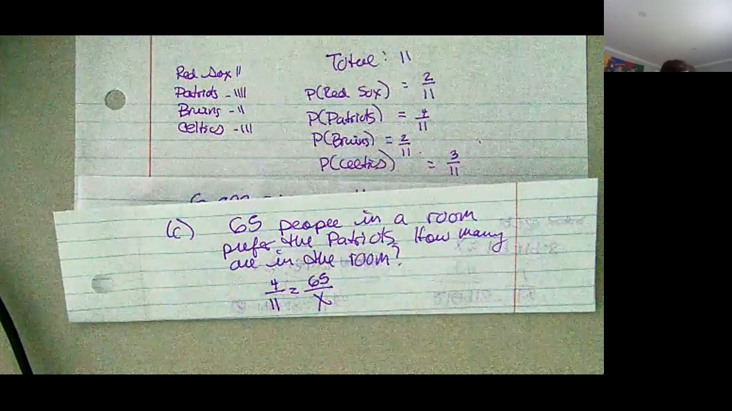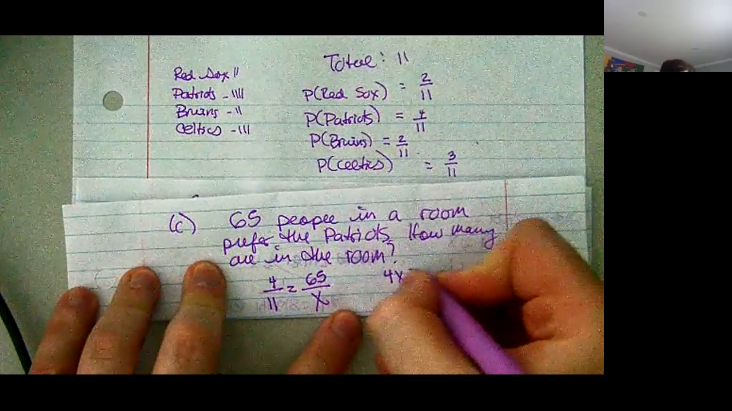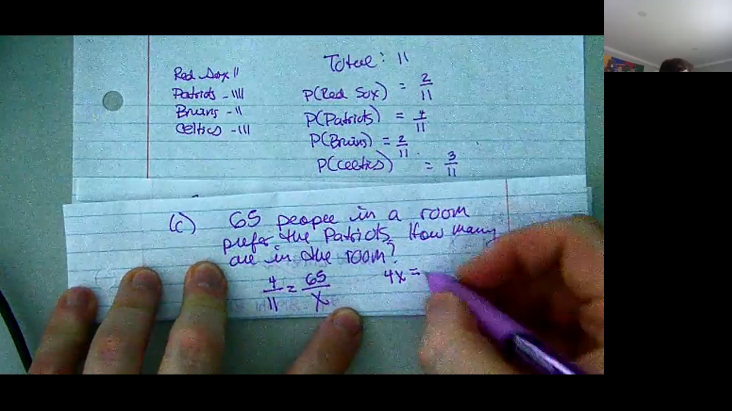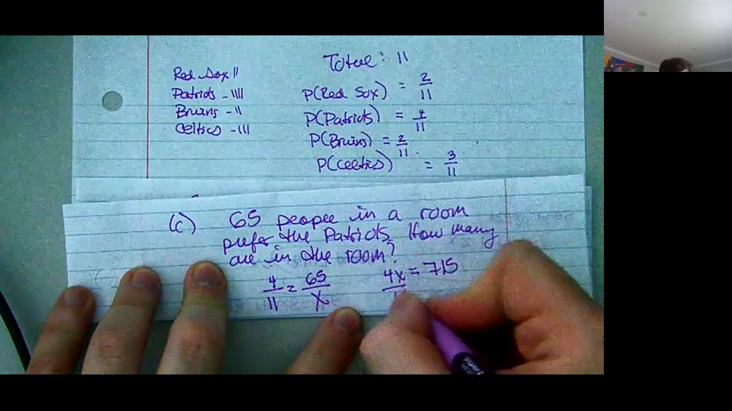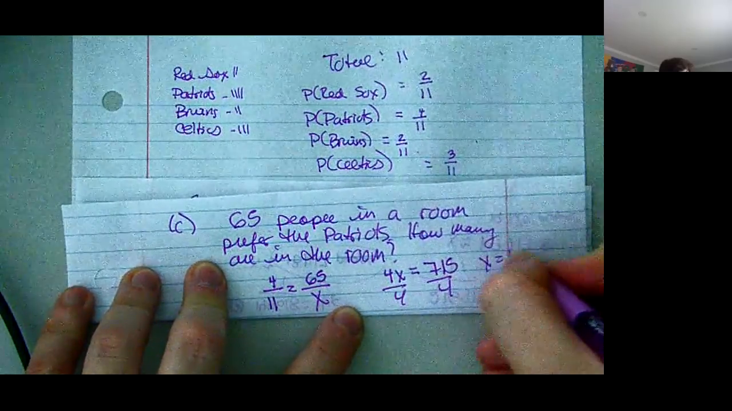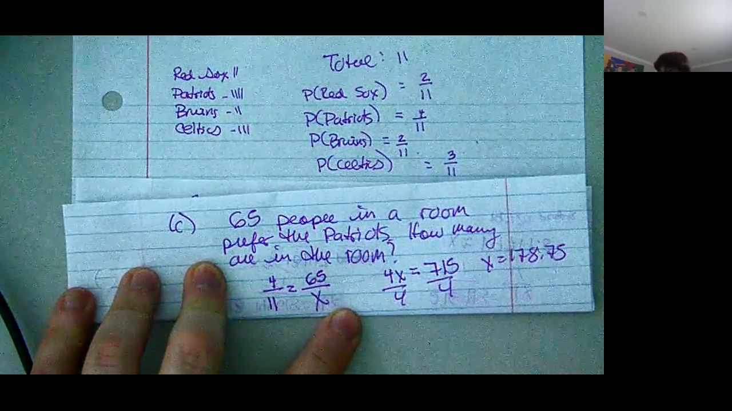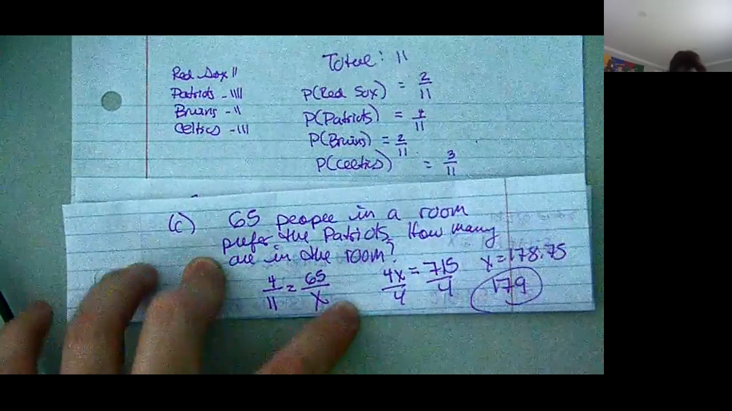So what's the answer? I like that, almost like that. 4x equals 65 times 11. What was that number? That's not what I wanted. 715. You'll divide. Yeah, 178.75. So how many people were in the room? 179, because we can't have those decimals there.